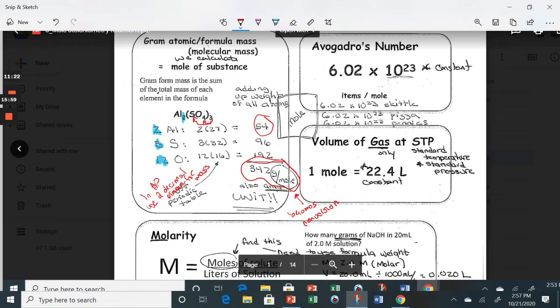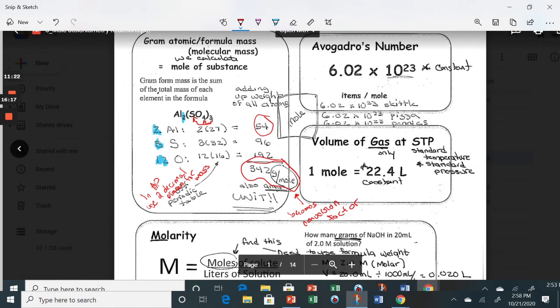You've just created a conversion factor between what a mole is and what your grams are. And then if you can convert from grams to moles, you can go back out to volume, or you can go to number of particles. So now we have this conversion factor by having a formula mass.